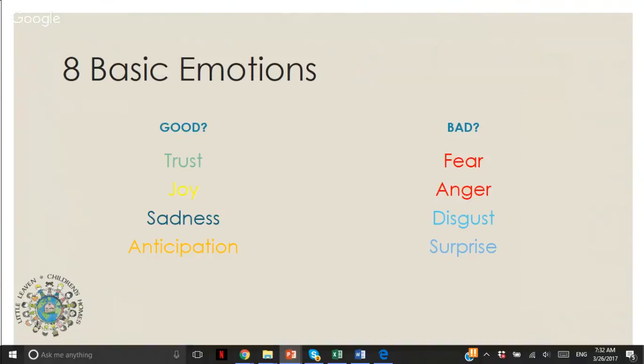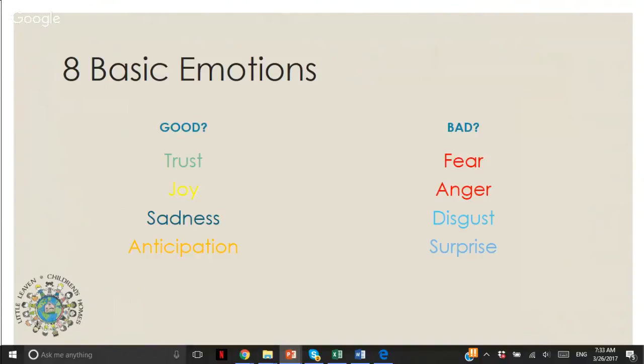So you'll see 8 basic emotions. Trust. On your left, you go with trust. Going down, joy, sadness, anticipation. On the right, fear, anger, disgust, and surprise. Now, on the top of those, I put a question mark with good on one side, and a question mark with bad on the other side. So trust seems like, hey, that's a good thing. It's a good emotion to trust, or to feel trust.